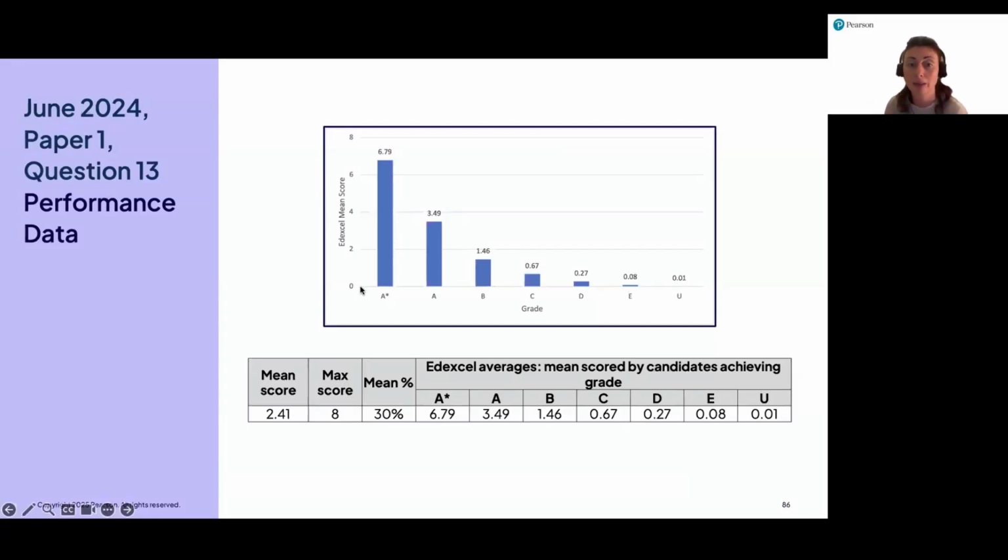And you can also see the mean scored by candidates achieving grades. And so you could say that this is an A star indicator question because there's quite a big jump up in number of marks that the A star candidates achieve compared to before then.